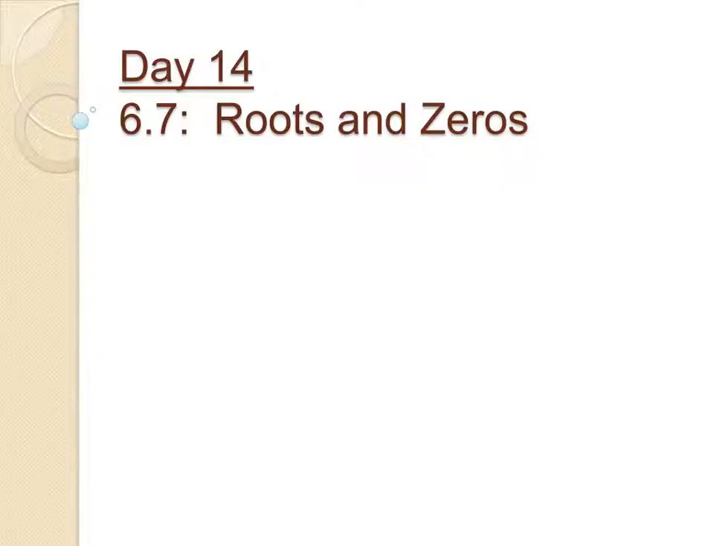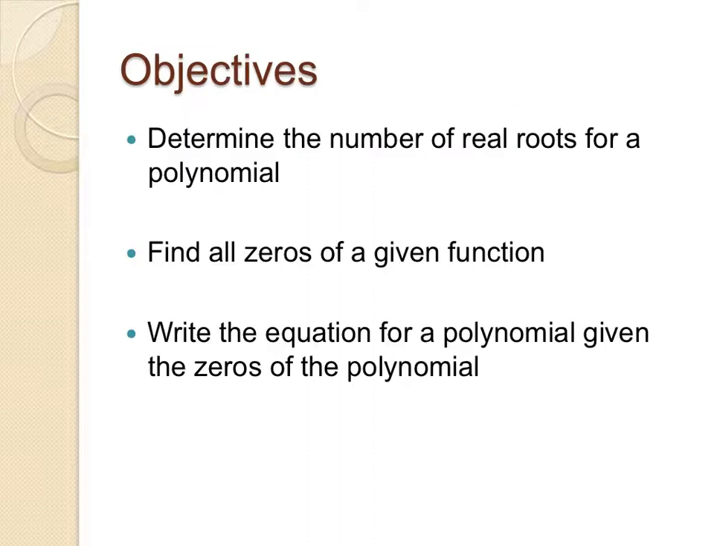Welcome to day 14 notes, the last section of chapter 6, which is section 6.7, roots and zeros. First, to look at what we're going to do today. We're going to determine the number of real roots for a polynomial. This is a review. We've done this by looking at the graph before. We're going to find all zeros of a given function. That's something new. And then we're also going to write the equation for a polynomial given the zeros. This is a little new, a little review.